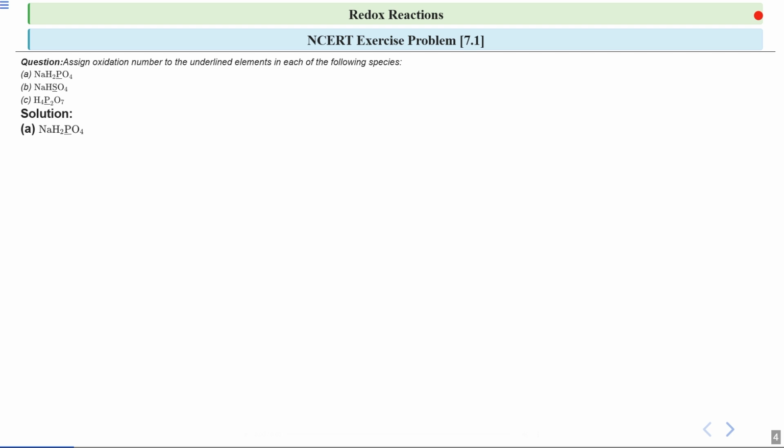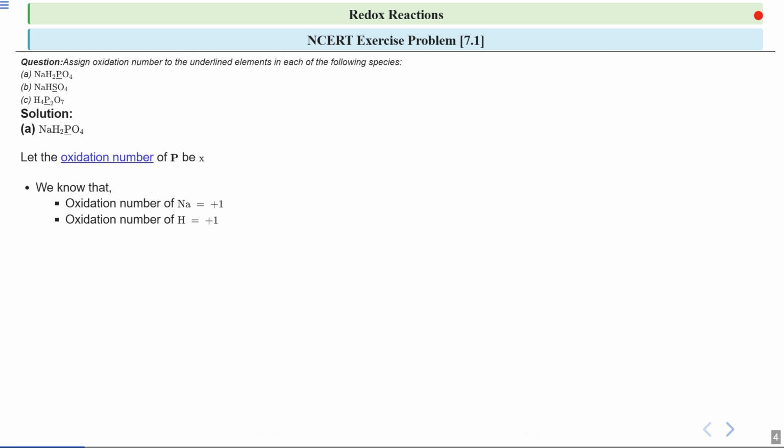So the first one is NaH2PO4. Here the phosphorus is underlined. We will assign an oxidation number of X for the phosphorus. We know from our previous knowledge that the oxidation number of sodium is always taken as +1. Then hydrogen can show a maximum oxidation state of +1. For metal hydrides it shows a minimum oxidation state of -1, but here it will show +1 only.